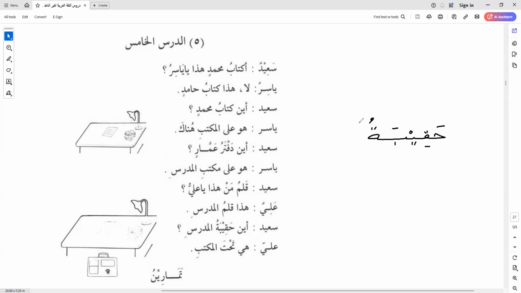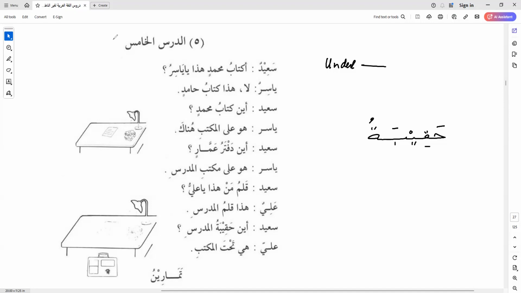So that is why we're going to learn how to say under in Arabic. Under. We say tahta. Tahta. Under. If something is under something, remember, we say tahta. Under.